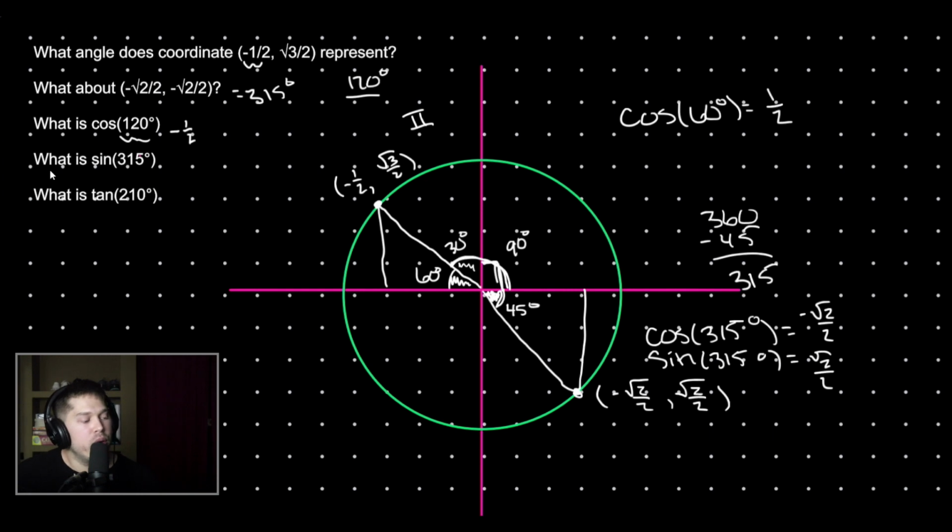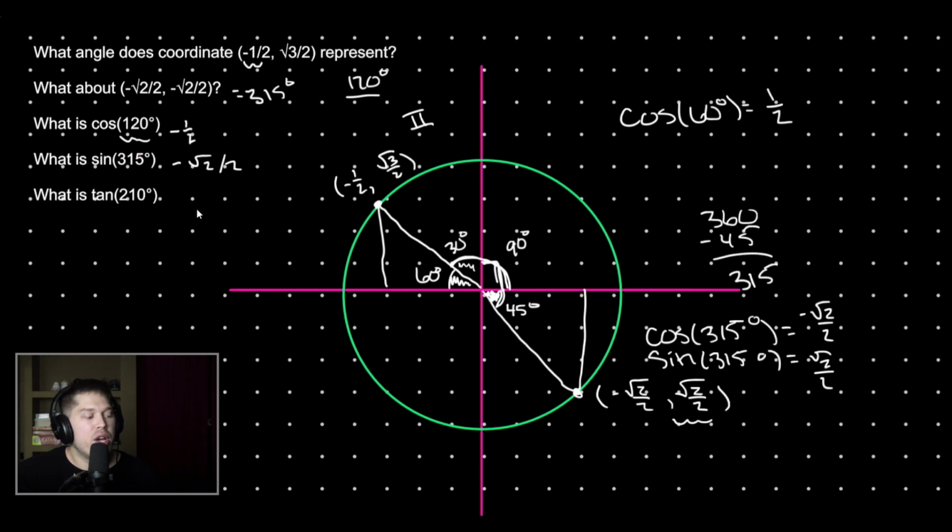And what about this one? What is sine of 315 degrees? Again, we just solved this. We found it down here. We know that the sine is the y coordinate of our unit circle. And so we know that this is going to be negative root 2 over 2.